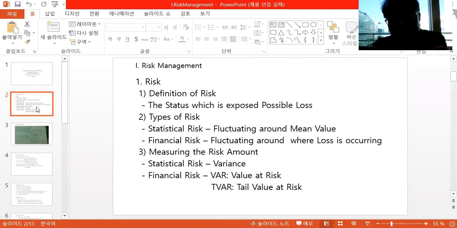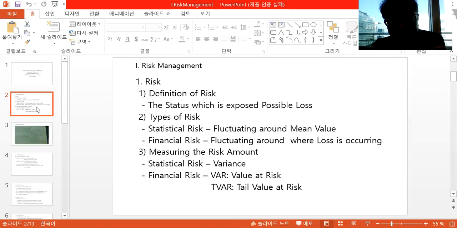The first definition is statistical risk versus financial risk. When you say statistical risk, this is fluctuating around the mean value. It's purely statistics based. And the next one is the financial risk, which is closer to actuarial science, and the fluctuation is around where the loss is occurring. It says that risk only matters when there is loss. If there is any profit, then we don't say there is any risk at all. So that's the difference between statistical risk versus financial risk.